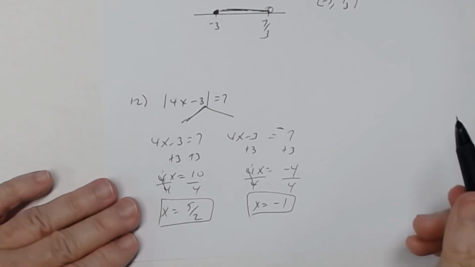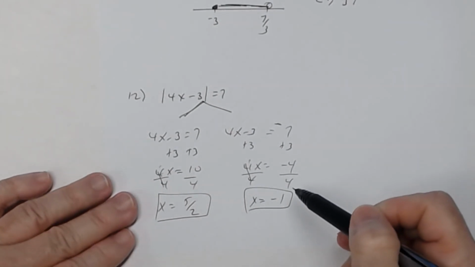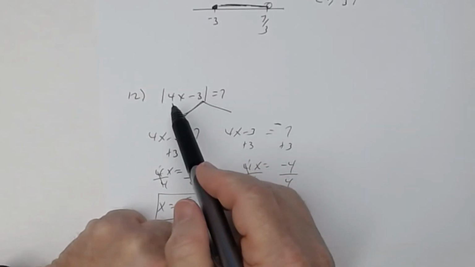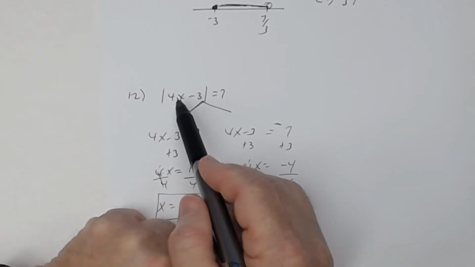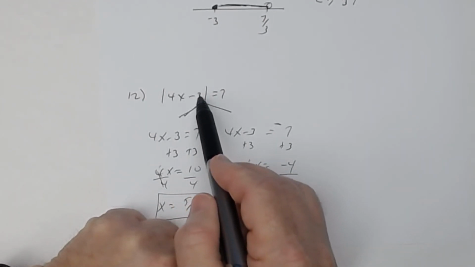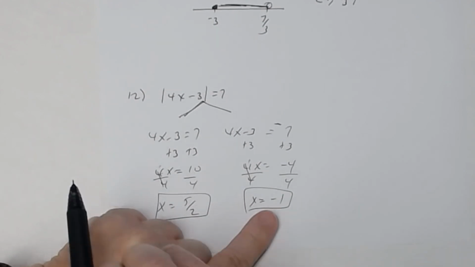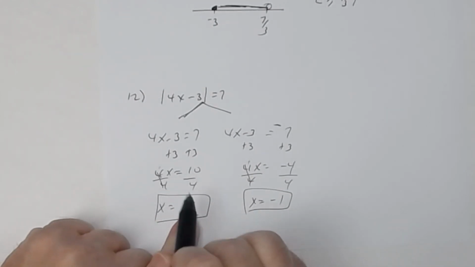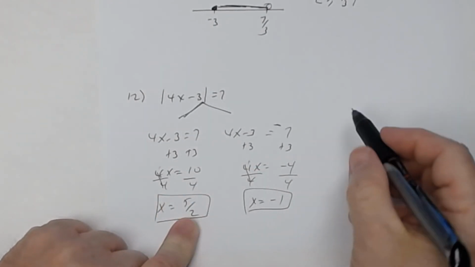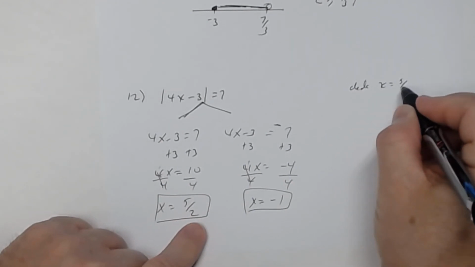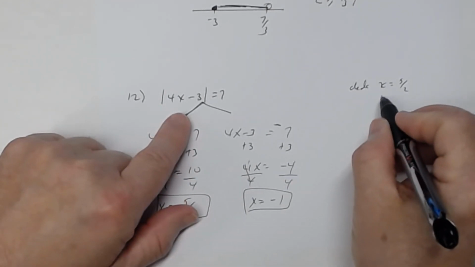And you can check this, by the way. So let's just check this, just to show you. See this -1? Let's do -1 first. 4 times -1 is a -4. A -4 and a -3 is a -7. And the absolute value of a -7 is a +7. And then let's check 5/2. Let's do that one here because that involves a fraction. So let's just check x equal 5/2.